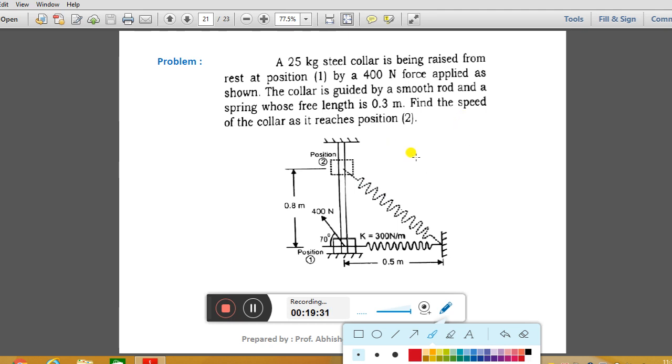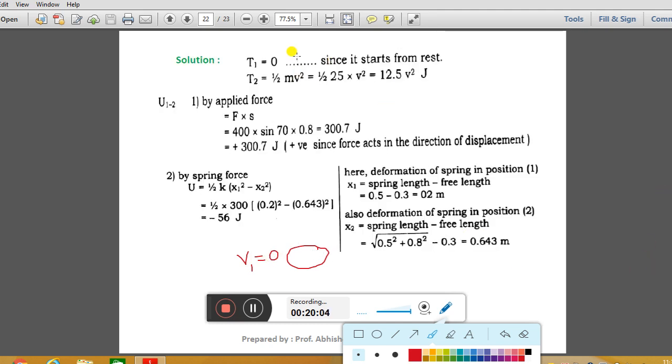Now let us solve another problem. Read the problem. The sketch is given in the problem. A 25 kg steel collar is being raised from rest at position 1. That means this is position 1, the initial position of the steel collar. At position 1 it is at rest, so the velocity at position 1 will be 0, and the initial value of kinetic energy will be 0 since it starts from rest.